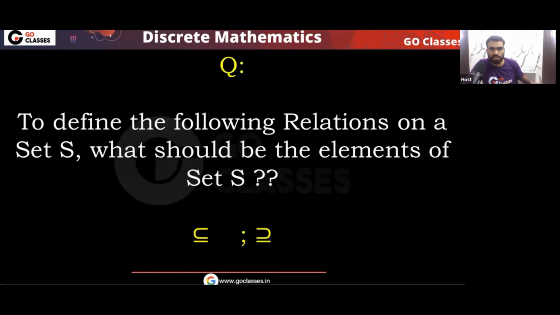Now let's move on. Tell me the answer for this question. If you want to define a subset or superset relation on set S, what should be the elements of set S? Very simple: the elements of set S must be sets themselves. Yes or no?